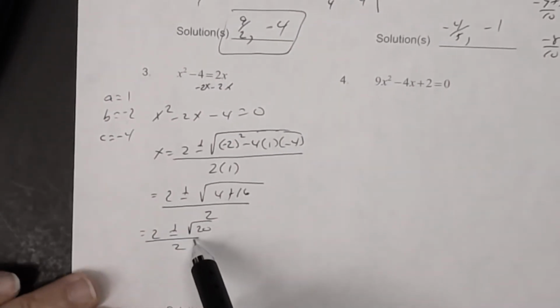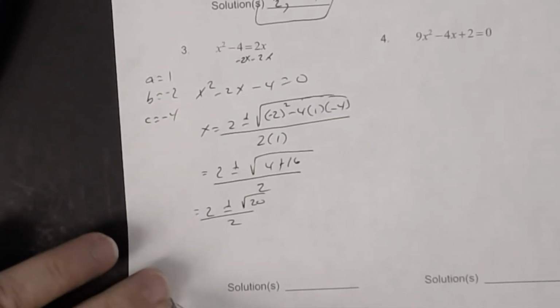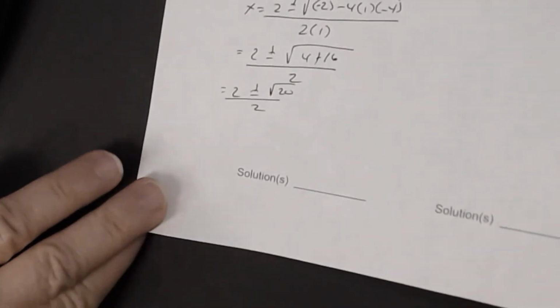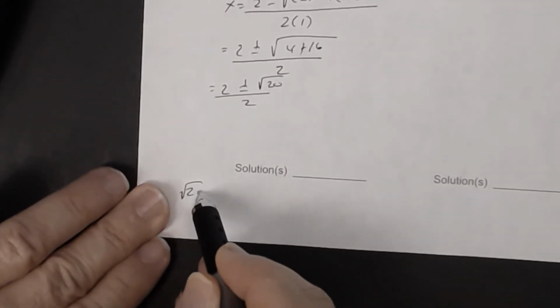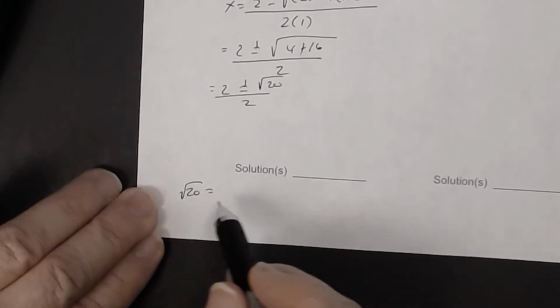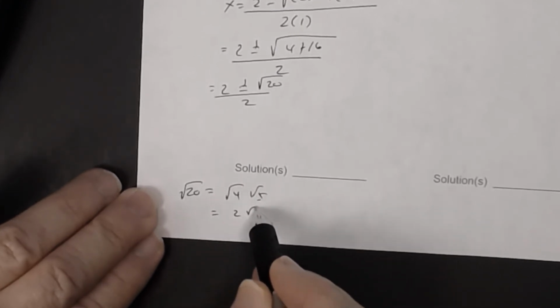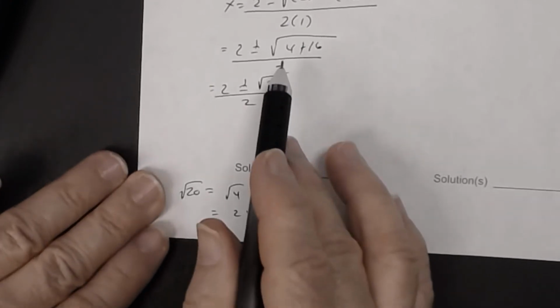So let's talk about the square root of 20. Let's discuss that. I'm going to go ahead and put that here. The square root of 20, remember, what perfect square goes into 20? What's the largest? 4. So it'll be the square root of 4 times the square root of 5. So you'll agree that's 2 square root of 5. Okay? So that goes here.